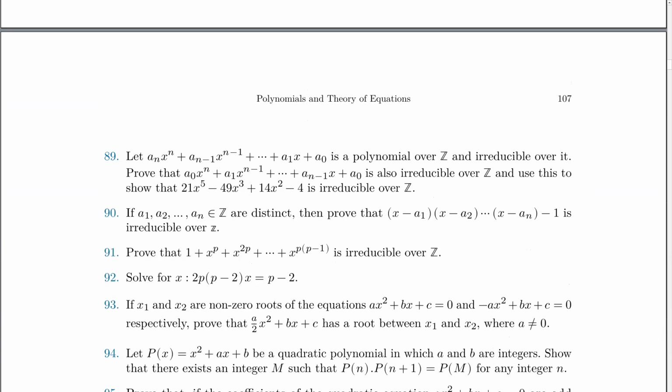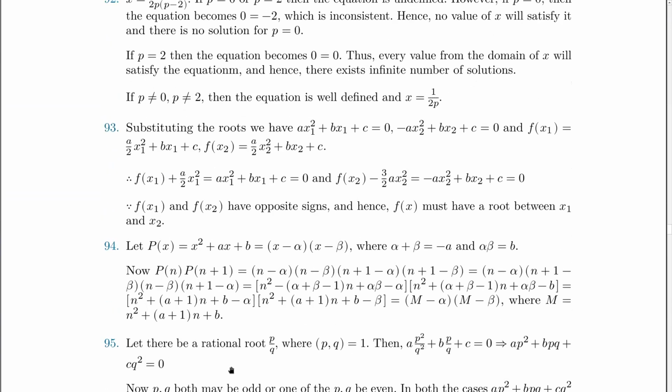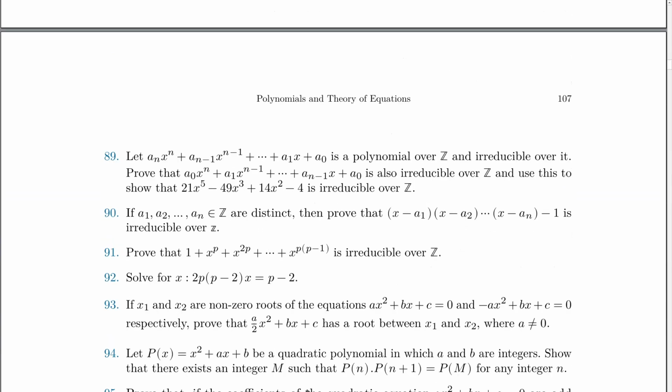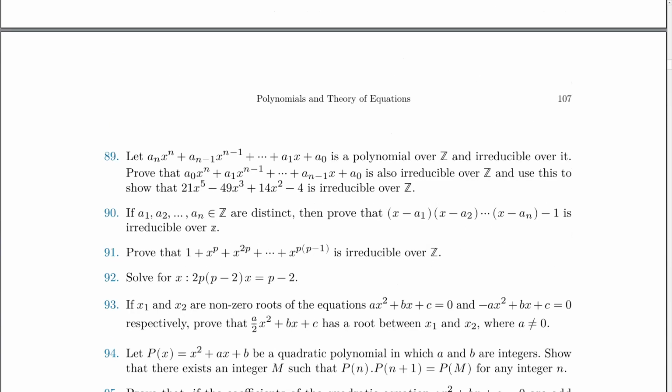Question 95 says: prove that if the coefficients of the quadratic equation ax square plus bx plus c is equal to 0 are odd integers, then the roots of the equation cannot be rational numbers. So we see this. It said that the numbers a, b, c are odd. Coefficients are odd. And it says that roots cannot be rational numbers.